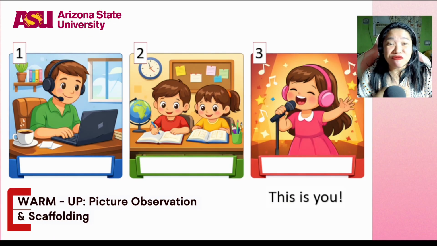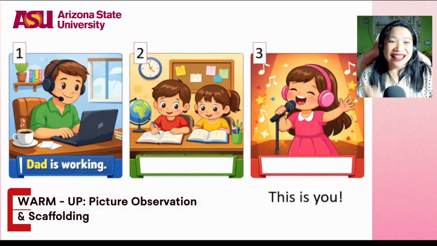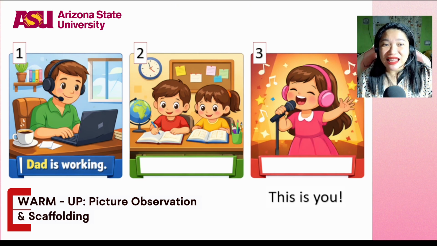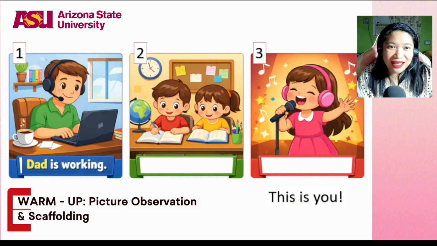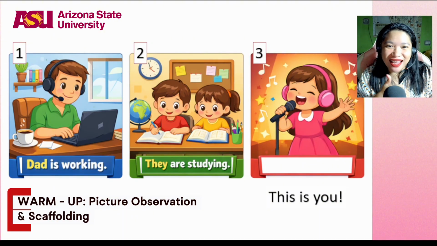Alright, class, before we start our lesson, let's have a quick activity. Let's observe the first picture. What is Dad doing? Yes, Dad is working. Very good. Now, let's look at the second picture. What are the boy and the girl doing? That's right. They are studying.